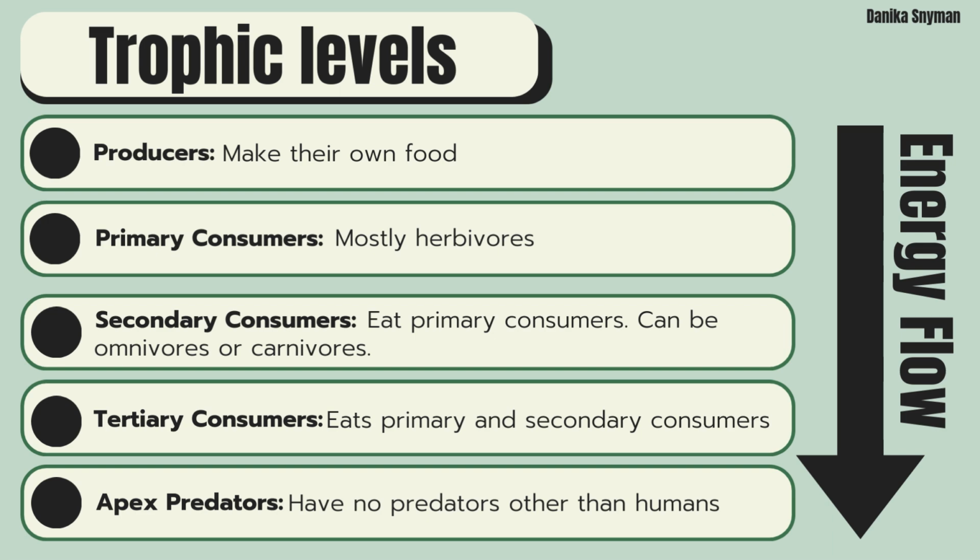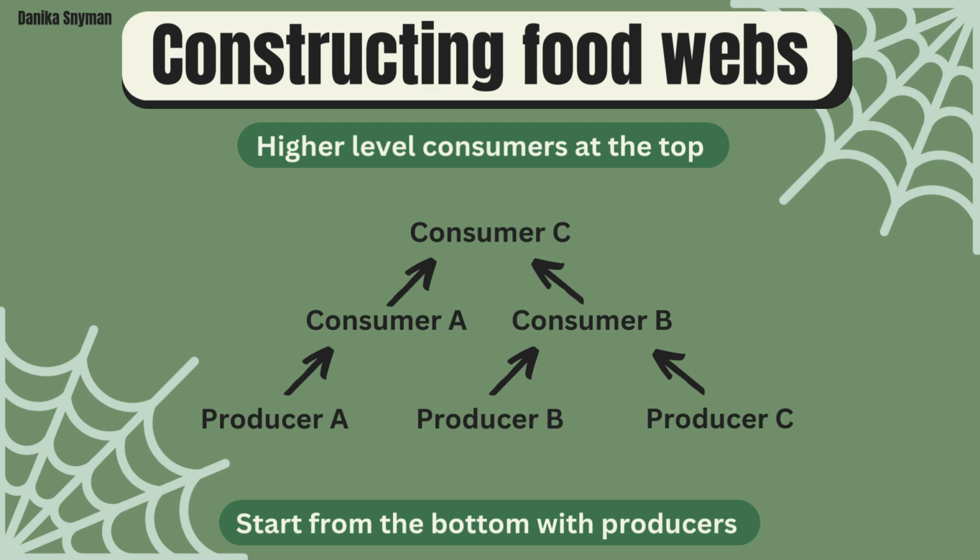Secondary consumers eat the primary consumers, so they eat plants and animals. And then tertiary consumers eat the secondary ones, and then the apex predators are at the very top. No one eats them except maybe humans. Energy flows from the bottom to the top, but the higher up you go, the less energy there is. So producers have the most energy, and for instance, the secondary consumers have less energy.